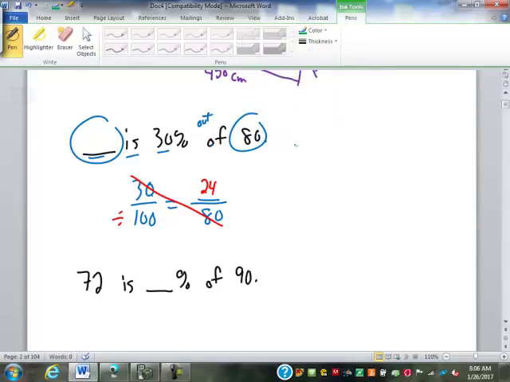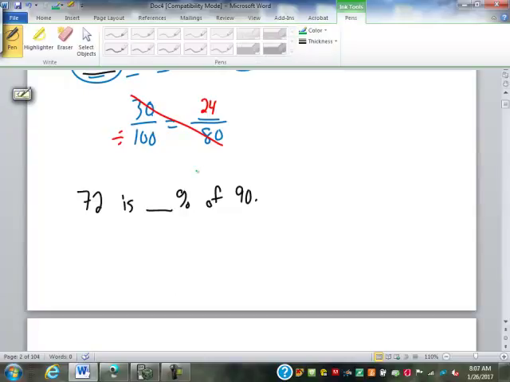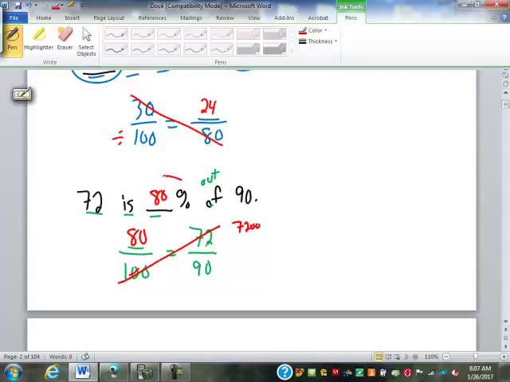So for this one, 72 is blank percent of 90. So I always start with the percent, but here I don't have it. So I'm just going to start out with blank over 100. That's my missing percent. Over here, which one goes on top? 72. 72 is blank, so the 72 goes with my blank. Of 90, again, I can read that as out of 90, so that implies the 90 is on bottom. Cross multiply and divide. 100 times 72 is 7,200. Divided by 90 is 80, so that is 80%. 72 is 80% of 90.